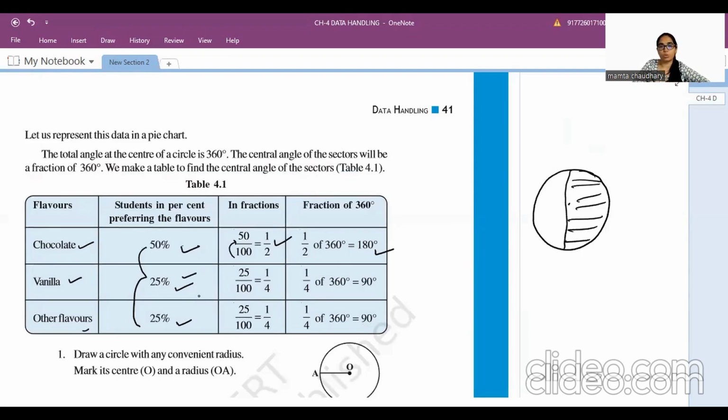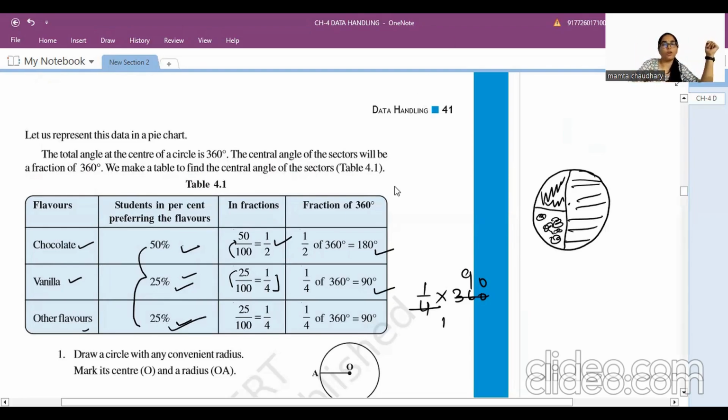Now 25%. So what is the fraction? 25 by 100. That is the 1 by 4th fraction. So 1 by 4th of 360. If we find, 1 by 4 multiplied by 360. So 4 ones are 4, 4 9s are 36, 90 ones are 90. So 90 degrees. 90 degrees means one right angle. Okay. So here it is for vanilla. Now for other flavors, the same 25%, that is 1 by 4. So here this is for other flavors. Fine. Understood? So like this, you will get such a graph or chart.